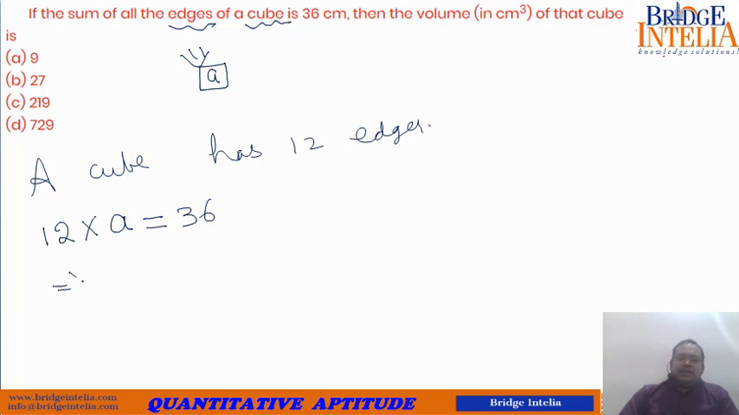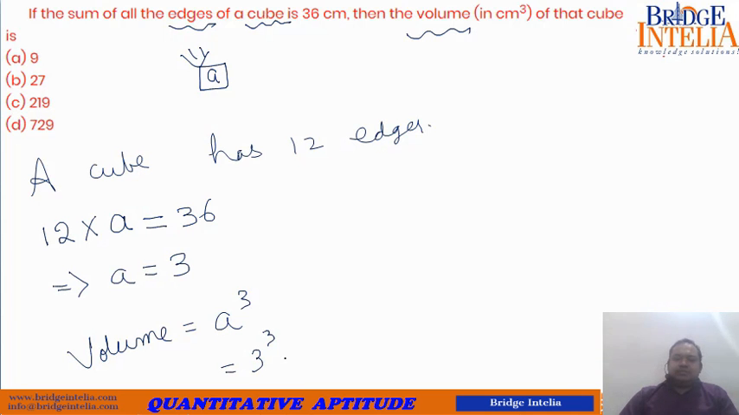So from here immediately you can realize that a is equal to 3. So if a is equal to 3, then the volume, which is a into a into a, is 3 cube, 27 units. So this will be the correct answer.